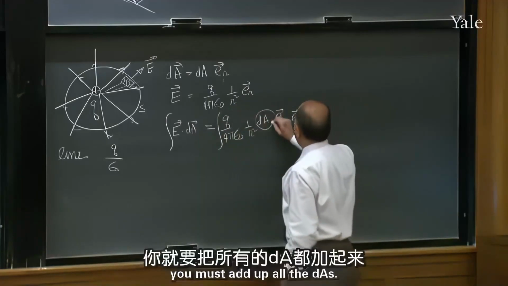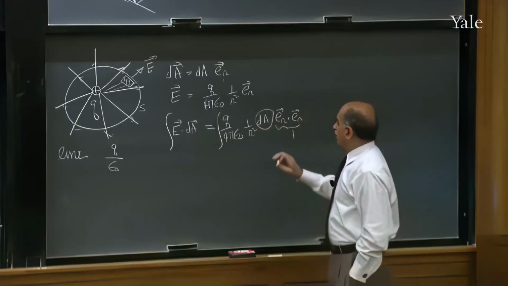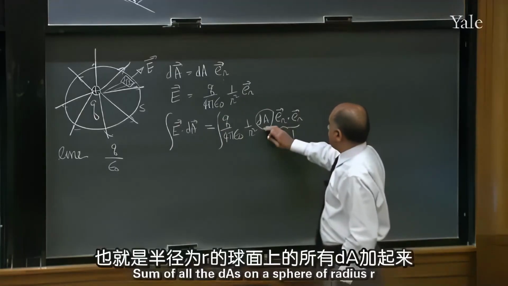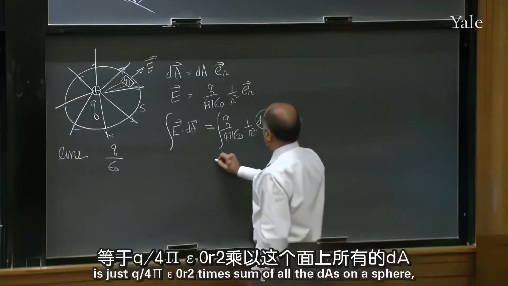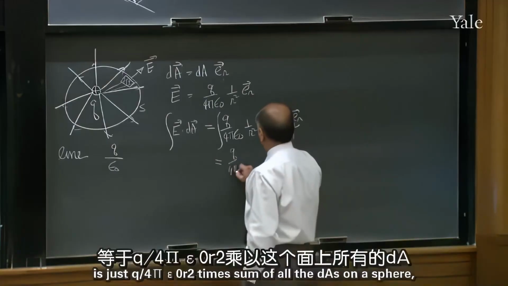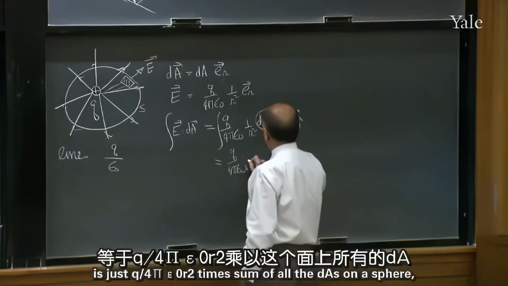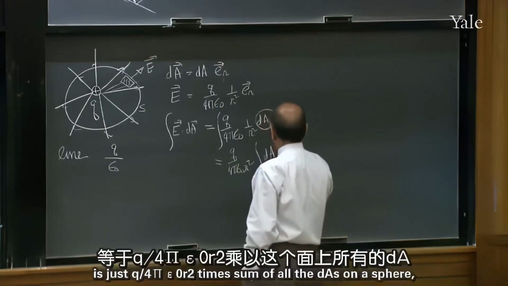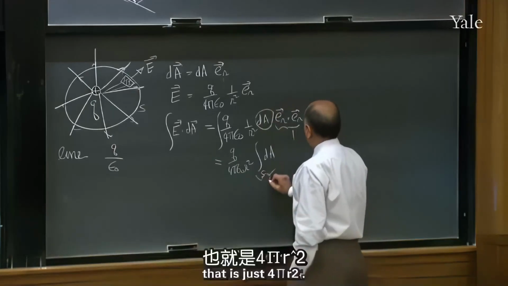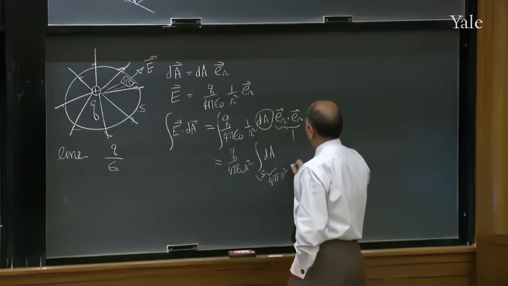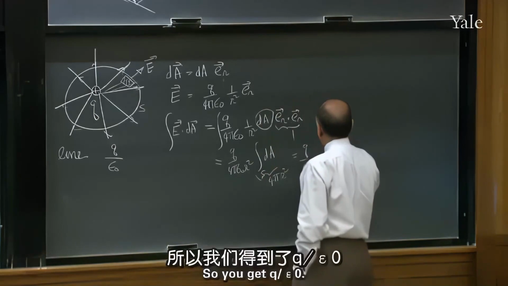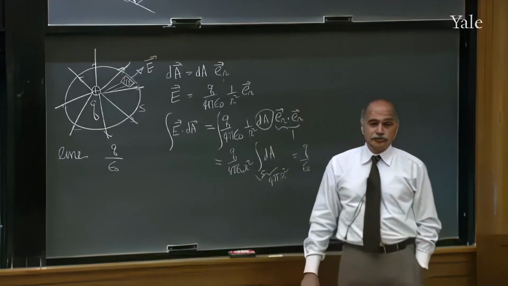If you add up all the lines, you must add up all the dAs. Sum of all the dAs on a sphere of radius r is just Q over 4 pi epsilon 0 R square times sum of all the dAs on a sphere, that is just 4 pi R square. So you get Q over epsilon 0.